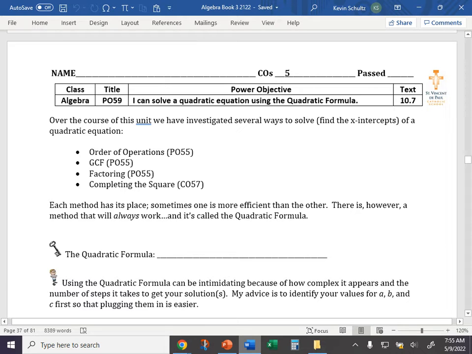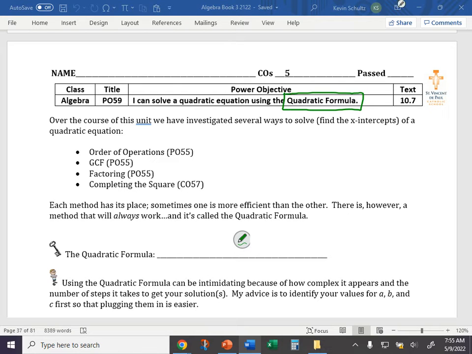Good day, Algebra. We are moving on to PO59, which is all about the quadratic formula. If there are three formulas that are going to serve you best to know after your mathematical career, Solver's form is one of them. You already covered that.